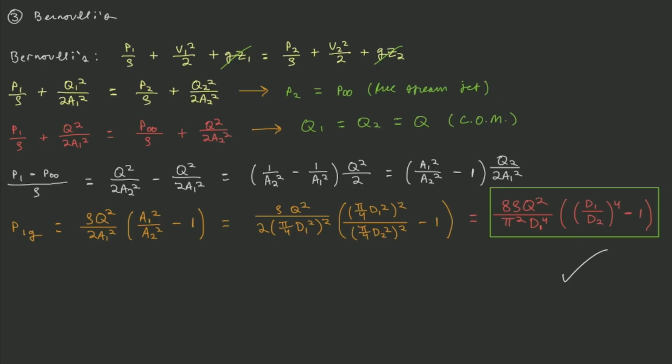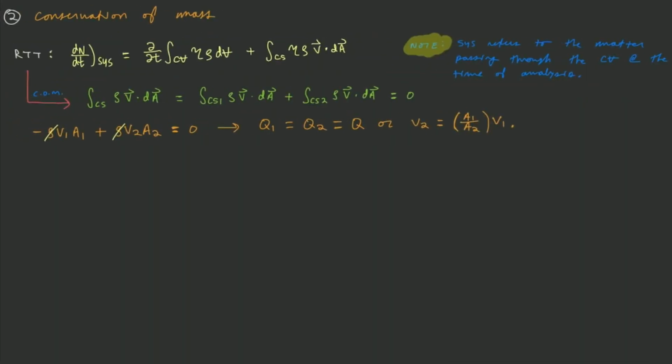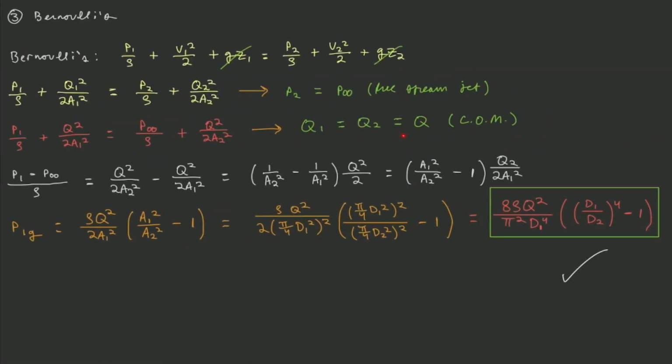The next substitution comes from conservation of mass, which we solved on the previous slide, where Q1 equals Q2 equals Q. So because Q1 equals Q2 equals Q from conservation of mass, we can take this Q1, we can take this Q2, and just replace it with Q, where Q is just the volumetric flow rate through the nozzle, through the cone. So now we have this expression right here.